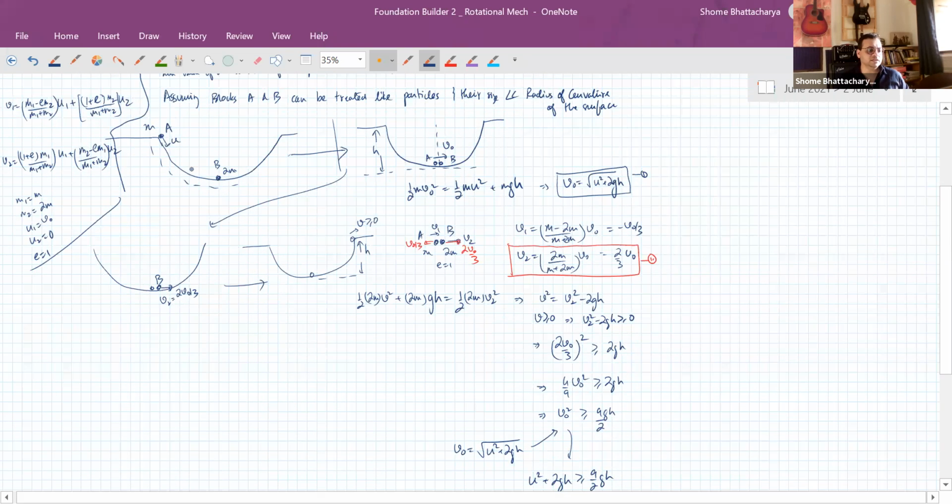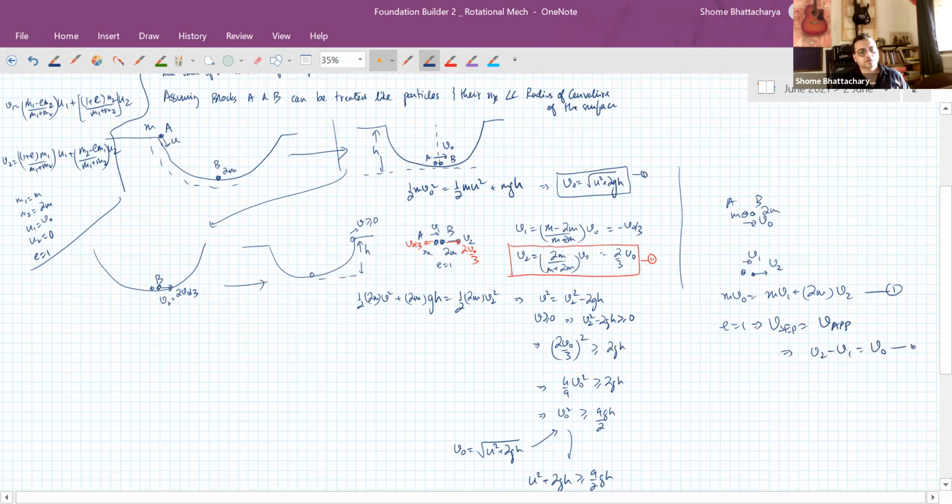But in between, the interaction between A and B, you're solving the 1D collision, for which I've written the general formula here. Or you can also do it by the equation method, that A is coming and colliding with B with the initial speed V0. So momentum conservation is the first thing we can apply. So mv0 should be equal to mv1 plus 2mv2, and then E is equal to 1. So separation velocity should be equal to approach velocity. So v2 minus v1 should be equal to v0. So if you solve these two equations also, you will get that v2 will be 2 by 3 v0.